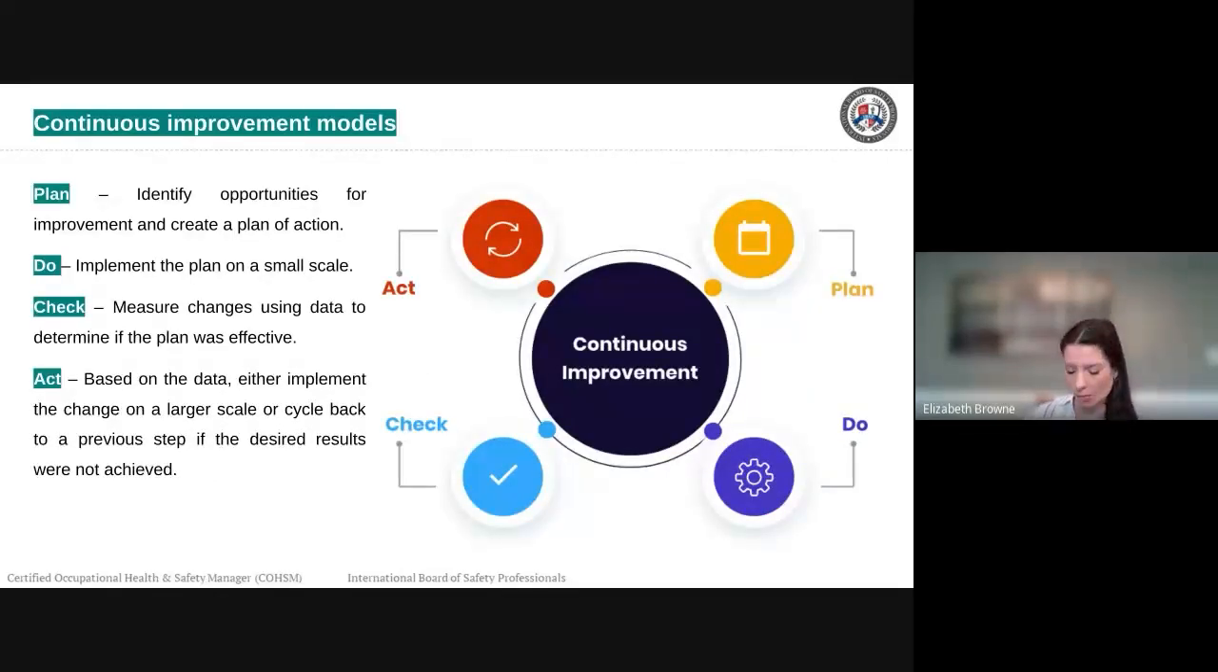So just a little bit more about this continuous improvement model. Plan: we're identifying opportunities for improvement and creating a plan of action. We're going to implement the plan on a small scale. And then we'll check, we'll measure using data to determine if the plan was effective. We can get feedback from workers. There's a lot of ways to check to see, did our plan work? And then based on that data and feedback, we'll either implement that change on a larger scale, or we will cycle back to the previous step if the desired results were not achieved.